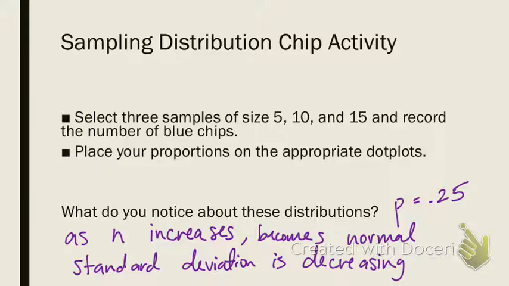There is a specific way to check if we have a normal distribution. This one right here, not normal. This one right here, probably not normal. There's two ways that we're going to check if it is normal or not.